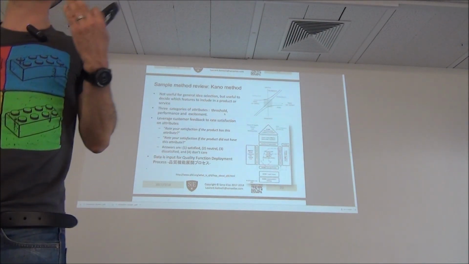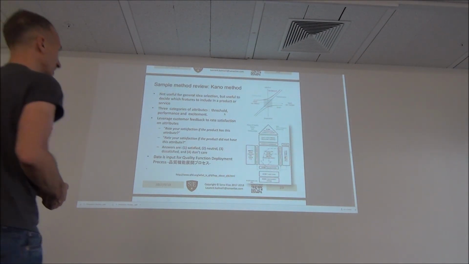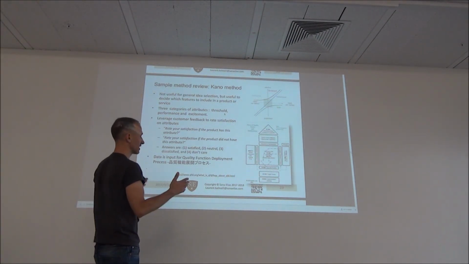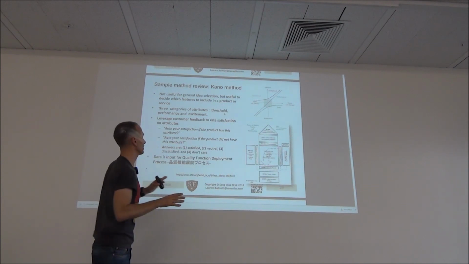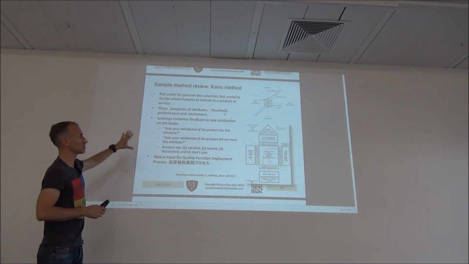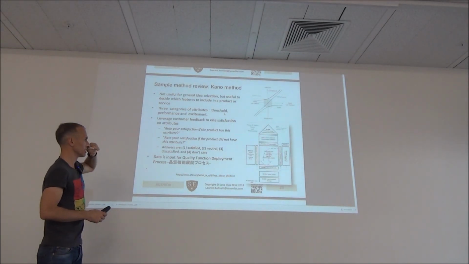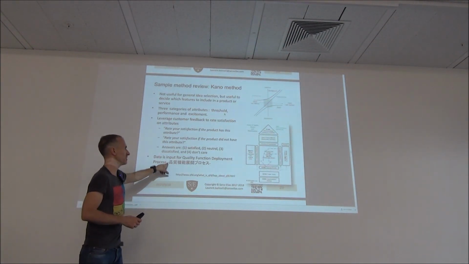There are sophisticated methods, especially in Japan, to select ideas. It's very technical. You don't have to understand how it works. But basically, this is called the Kano method. It's called quality function deployment. That's what it means here.